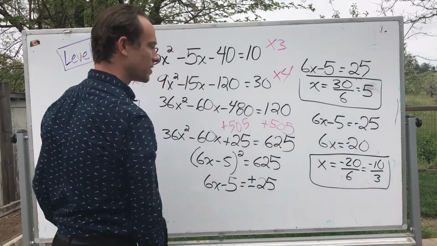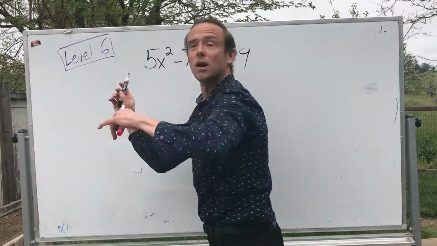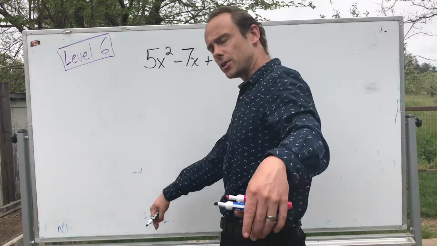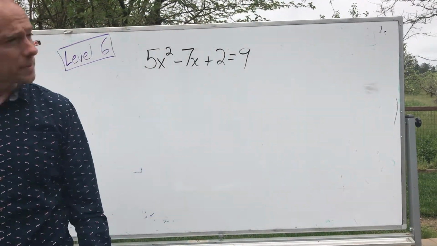So let me get that written up for you right quick. All right. That was quick. All right. So let's go. Level 6. You hit pause and you get started. And let's go over this one.